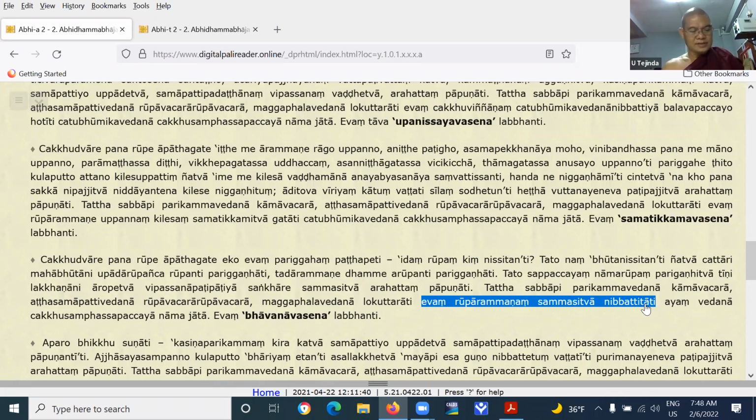By observing Kasina Parikamma, by observing the kasina, one can cause the Rupavacara jhana and Arupavacara jhana to arise. Based on those jhana, if one contemplates those jhana as anicca, dukkha, anatta, one can develop vipassana and attain arahatta phala.